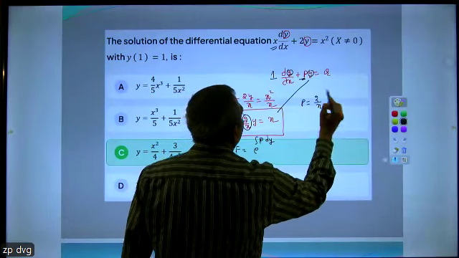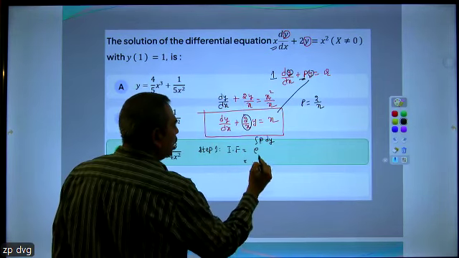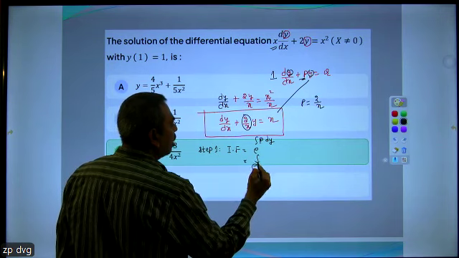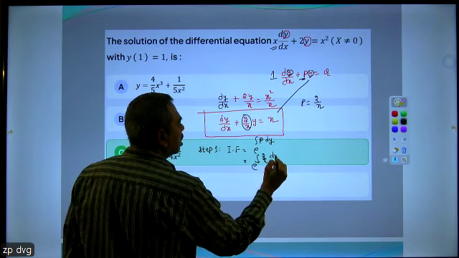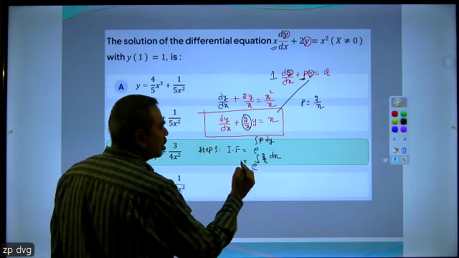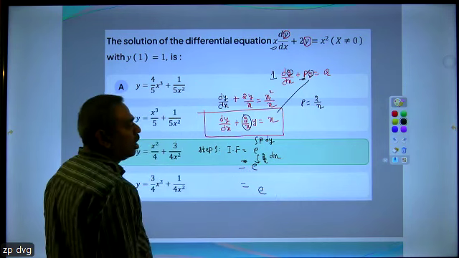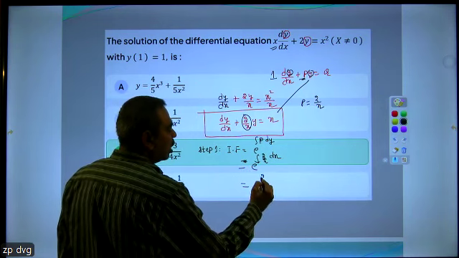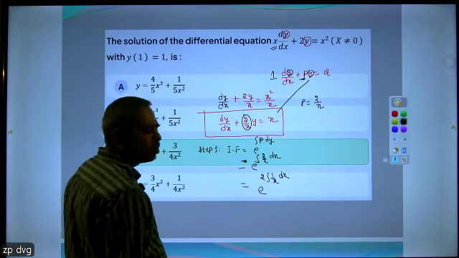Is it clear? So this becomes e to the power integration of p, where p is 2 by x, dx. Is it clear? So this is nothing but e to the power, 2 is a constant, take it outside. Inside the integration, 1 by x is there, dx. Is it clear?